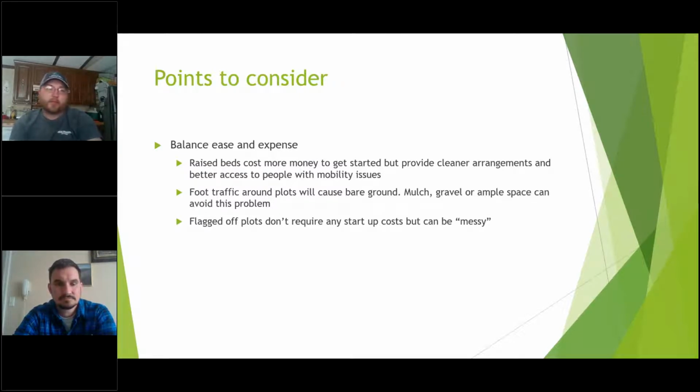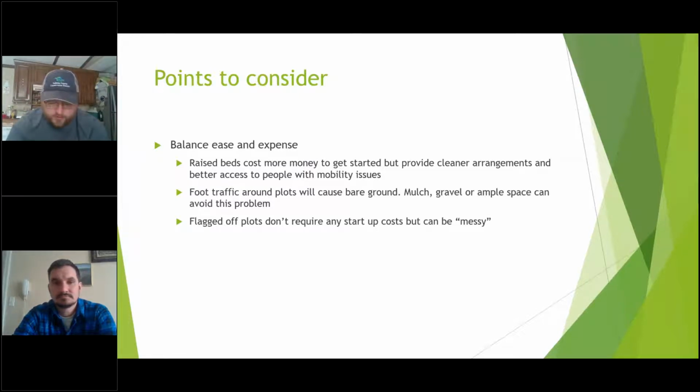Another thing is, whether you do raised beds or flagged out areas, foot traffic around plots will cause bare ground. So you can either mulch or gravel or put ample space between beds to avoid that problem, so there's not a concentration of traffic. And then the balance of it, flagged off plots don't require any startup costs, but can be messy, quote unquote, when you're trying to organize and differentiate whose plots are whose, and what belongs to the garden and what belongs to individuals.